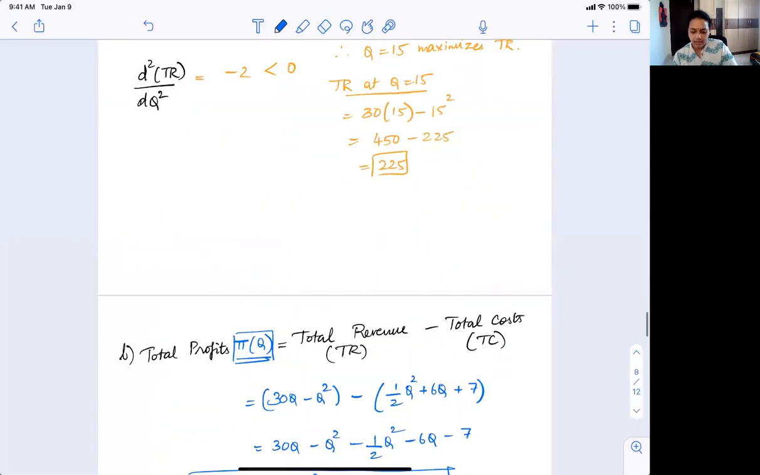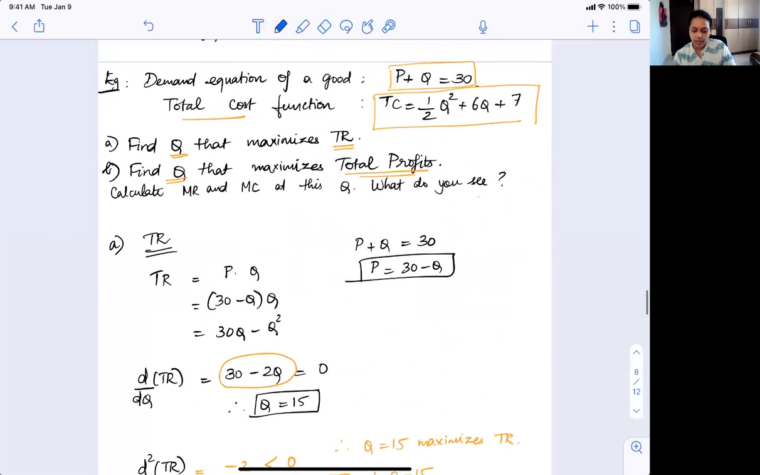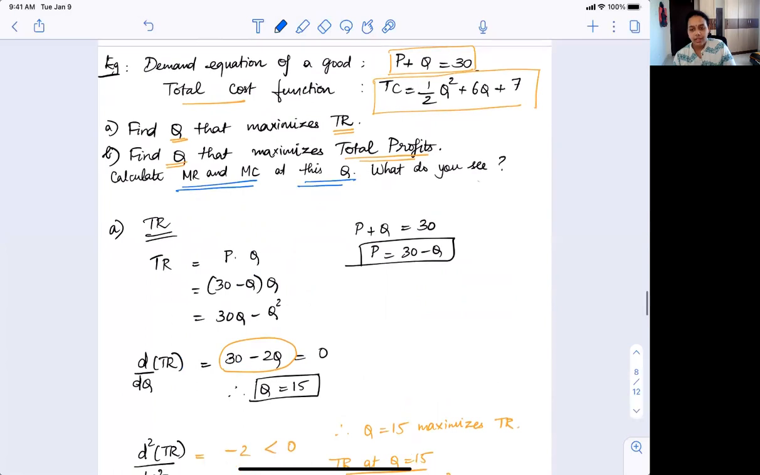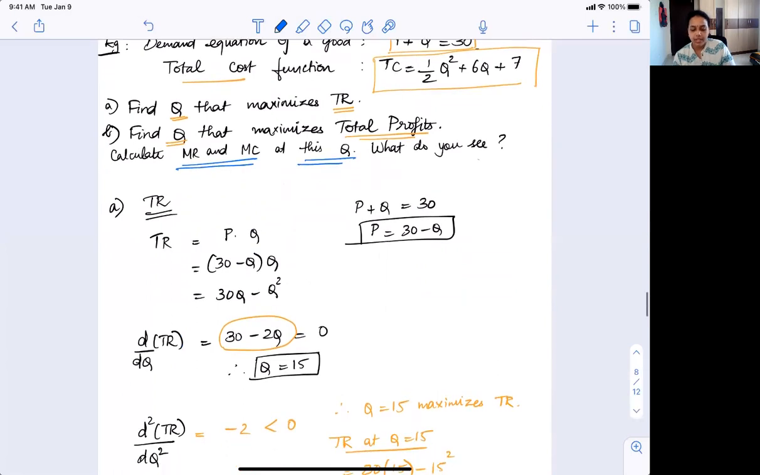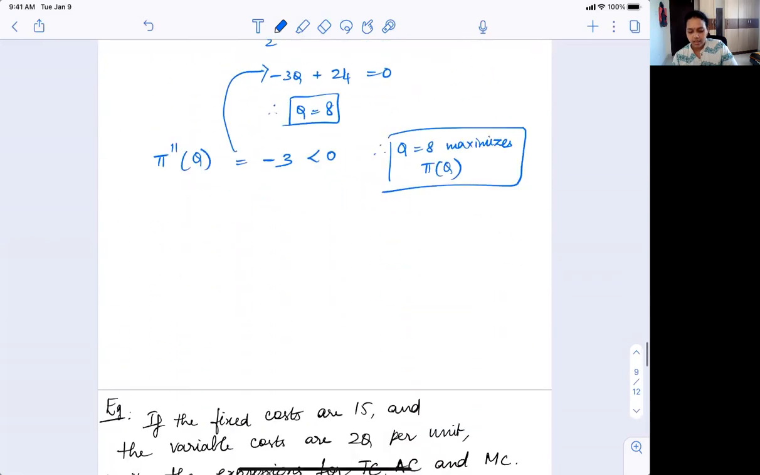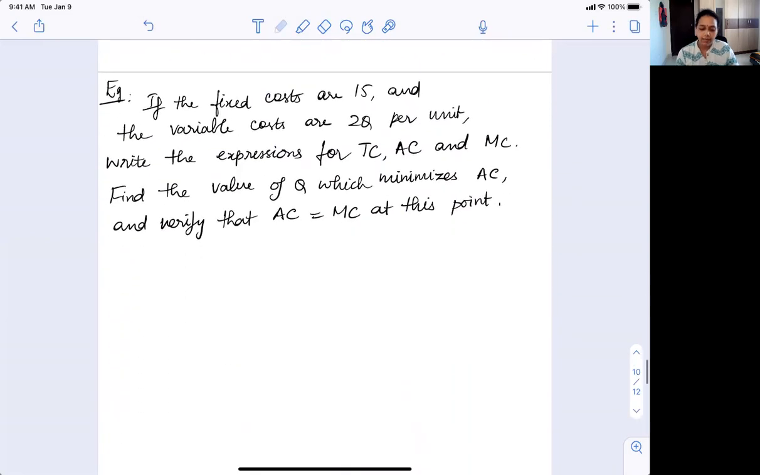Now, the question actually also asks us to calculate MR and MC at this value of Q, and what do you see? So I've given you the total revenue and the total cost and the profit functions, and we found this Q that maximizes total profit. So this part of the question, I'm going to leave it as an exercise for you. Now, the last question, I'm just going to help you set up the different functions, and then from there on, you're going to take it forward and practice.